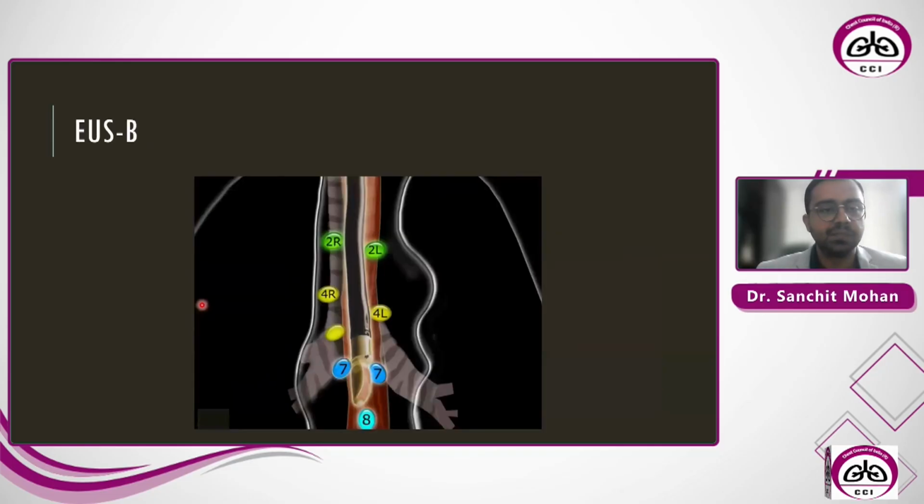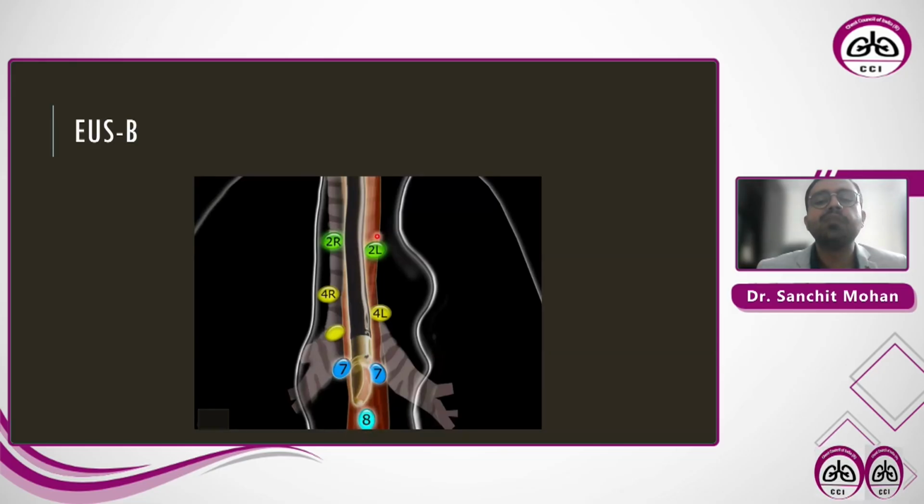lymph node. So I cannot end my talk just with the EBUS, because many a times we miss some nodes if you do only EBUS. So EBUS should always be complementary with the EUS-B. You should always do EUS-B, especially when you're doing a mediastinal staging. So EUS-B will help you to further screen for station 8 and also for station 9.